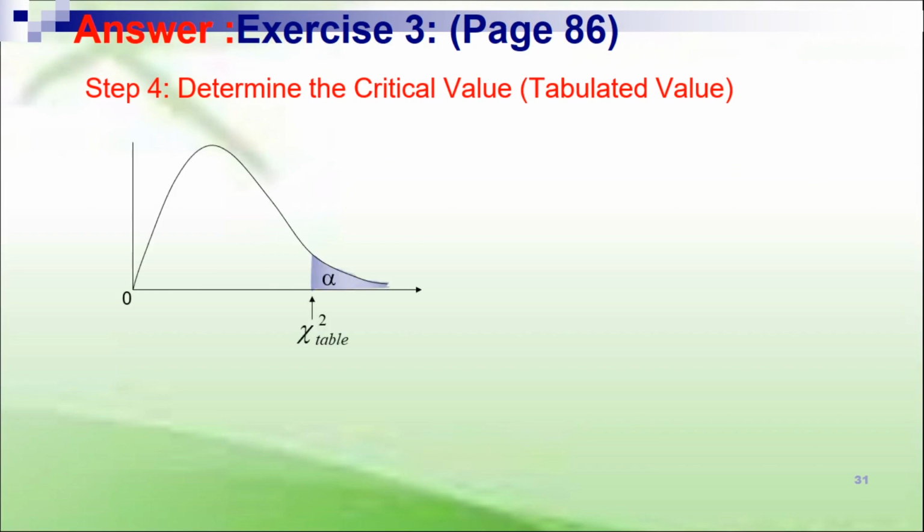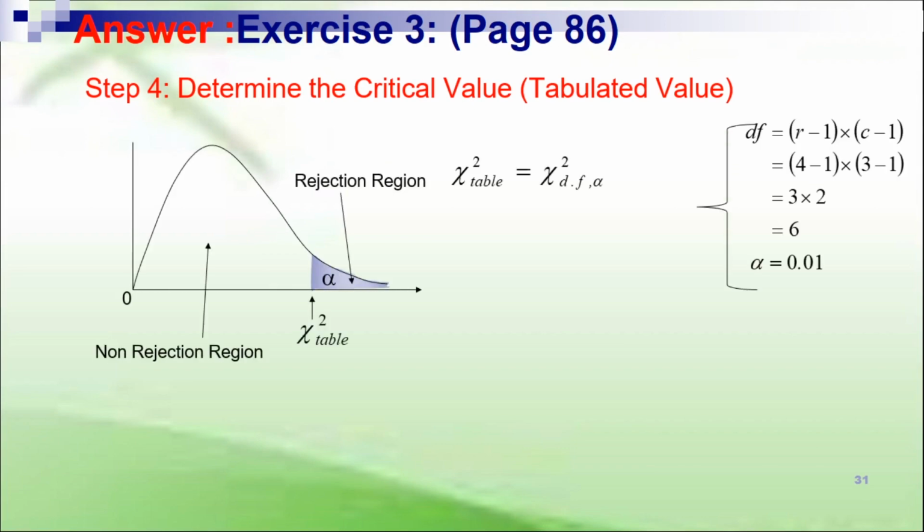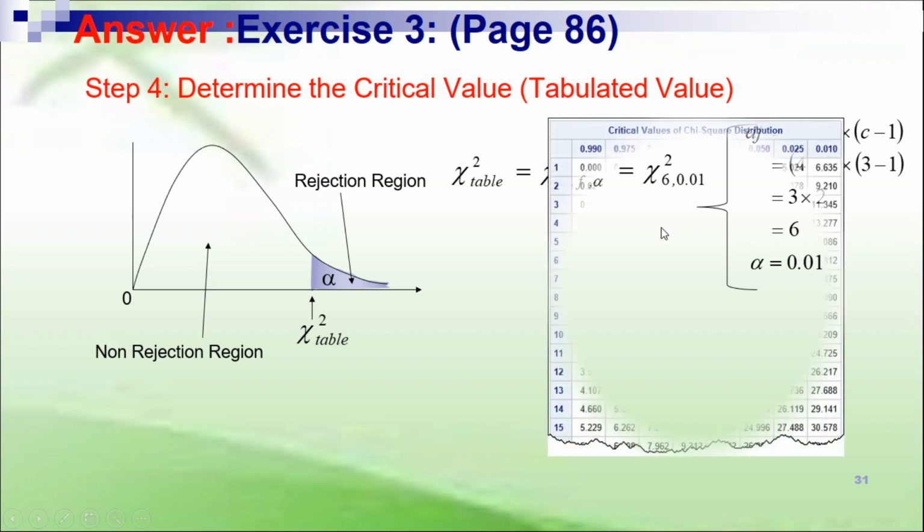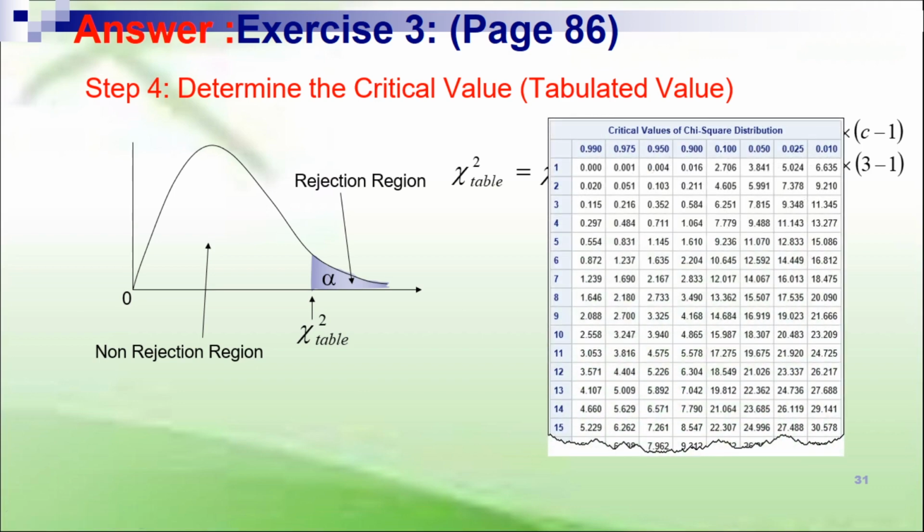Then determine the critical value. Degrees of freedom equals 6, alpha equals 0.01. We need to read this value from the table. Alpha value 0.01, degrees of freedom 6, therefore the corresponding value equals 16.812.